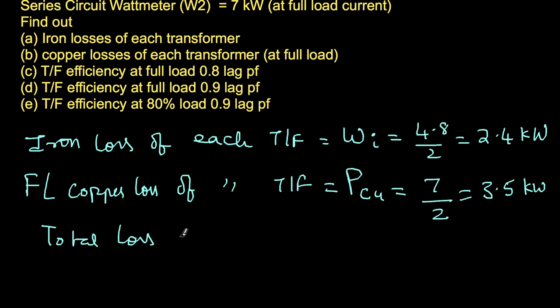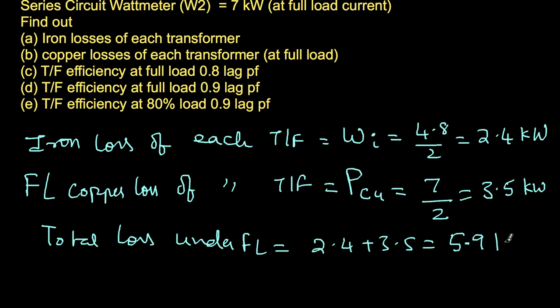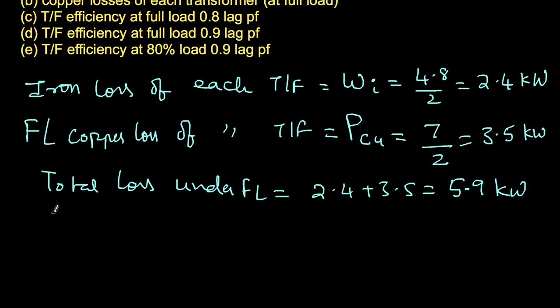Total losses under full load is nothing but the addition of these two, 2.4 plus 3.5, which is 5.9 kilowatts. So when the transformer is operating at full load 0.8 power factor, what will be the load on the transformer, the output of the transformer? P out will be the rating of the transformer, which is 200 kVA. So each transformer is 200 kVA multiplied by power factor 0.8.